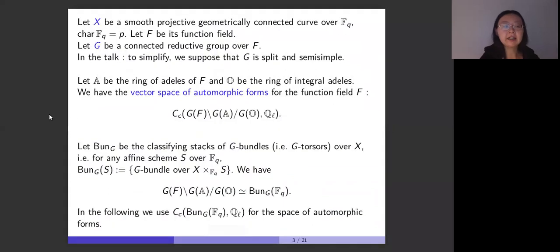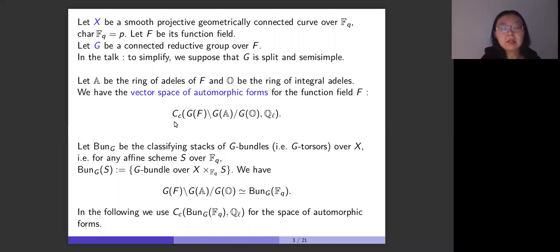And so here are the settings. Let X be a smooth, projective, geometrically connected curve over a finite field. We denote F its function field. And let G be a connected reductive group over the function field. And to simplify, we will suppose that the group is split and semi-simple. For example, SL_N.